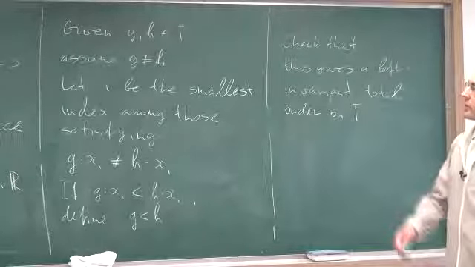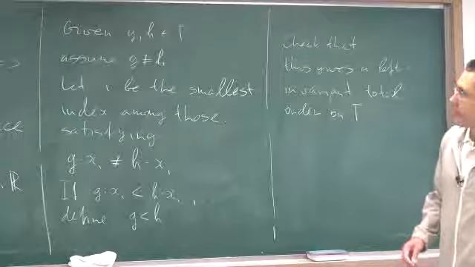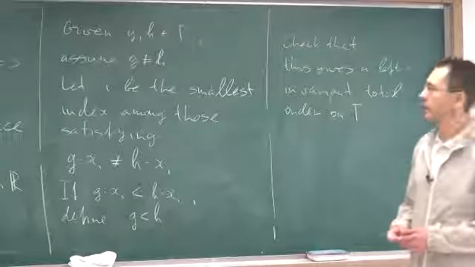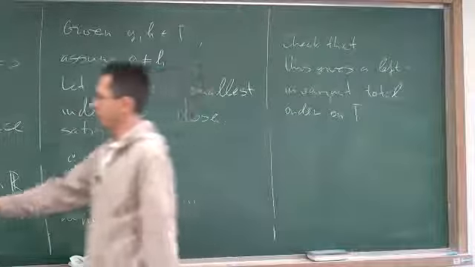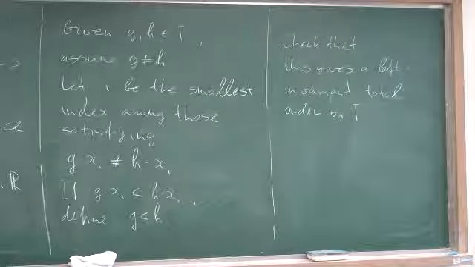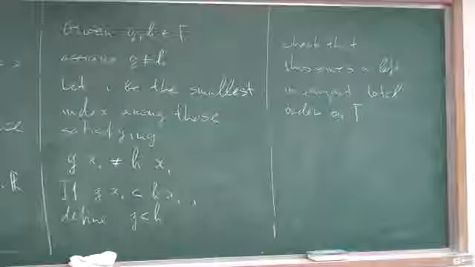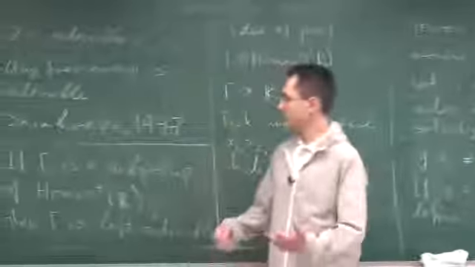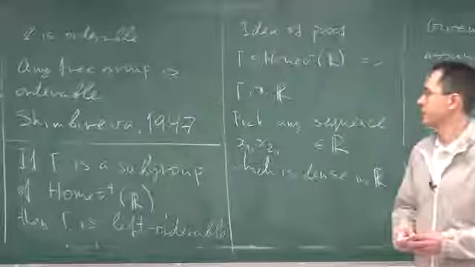And actually, the converse is also true. If a group is left orderable, and assume that this group is countable, then that group can be realized as a subgroup of homeomorphisms of the real line.